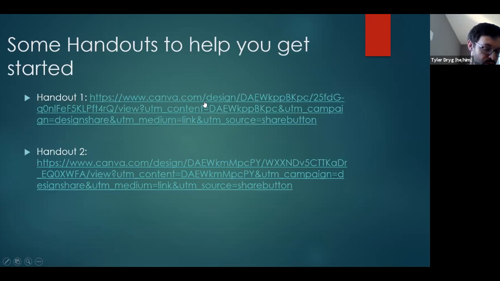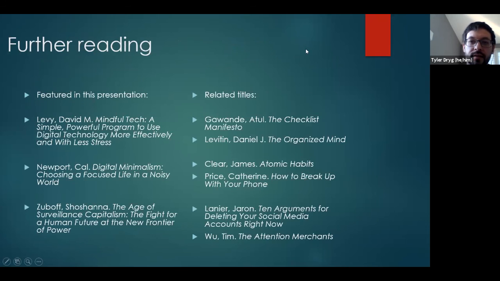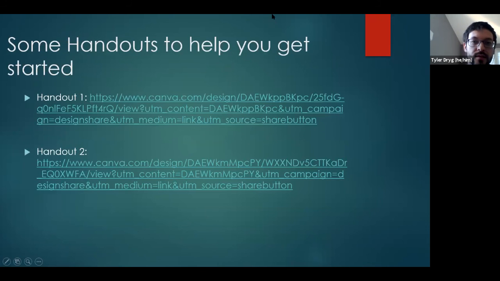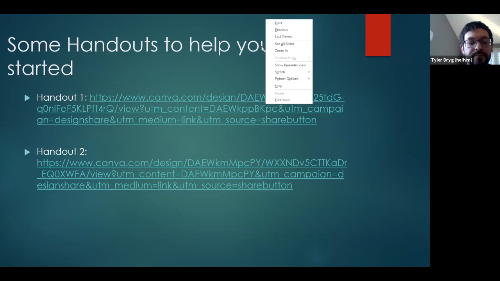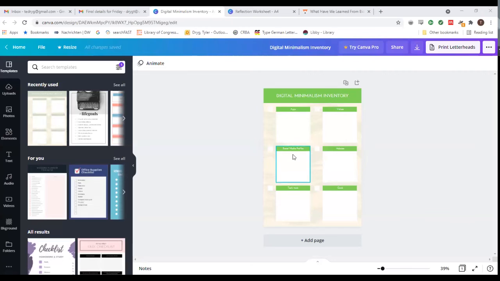All right, so we're getting to the end of what I had for you guys. I just wanted to look at these tools that I had for getting you started on digital minimalism. All right, so this is one handout that I designed. Let's zoom in a little bit more.